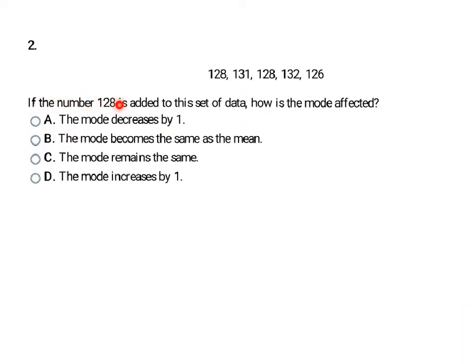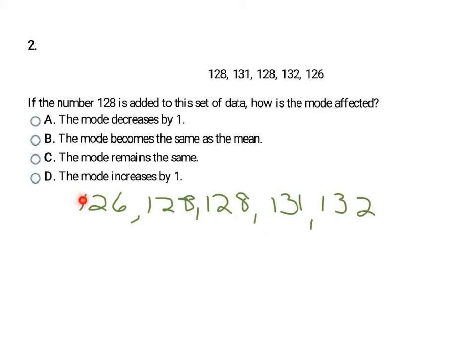This problem says that the number 128 is added to the set above. How is the mode affected? So the first thing I'm going to do is find the mode of the original set by putting the numbers in order. I went ahead and did that here, and I have 5 in my original and 5 here. Well, my mode of this set is 128. So if I add in another 128, my mode is still going to be 128. So my mode is not affected at all. It remains the same. So that's going to be choice C.